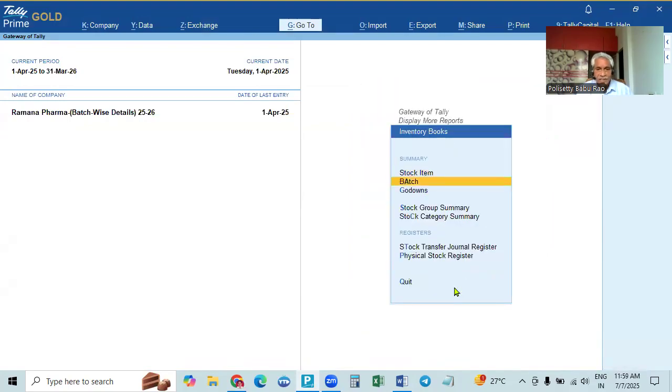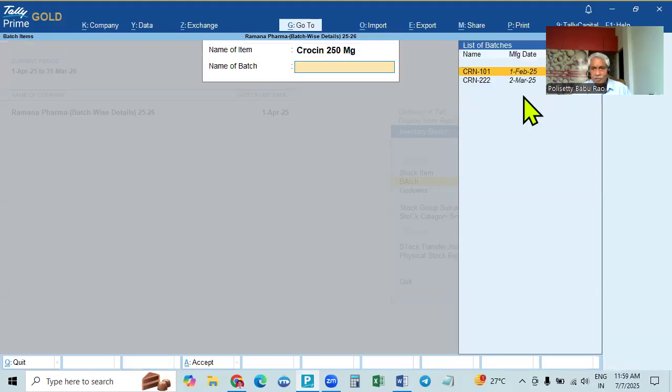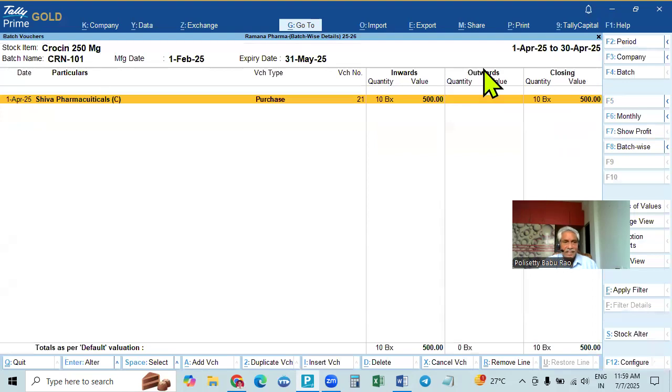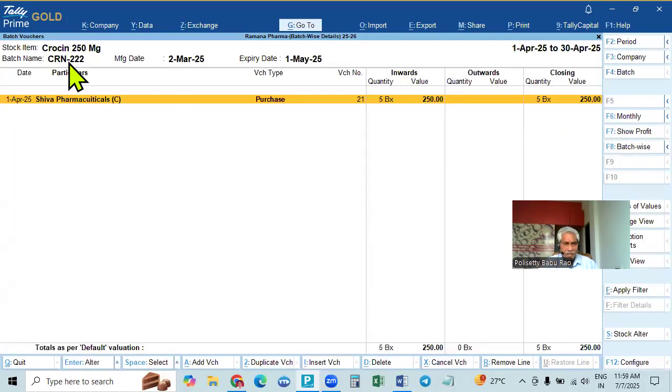If you go to the batch and click the name of the item, it has 2 batches. So if you take the first batch, the batch number, manufacturing date, expiry date details will be shown. So inward, purchase, no sales, total balance. Go to the second one. Again, batch number, manufacturing date, expiry date, from whom we purchased.